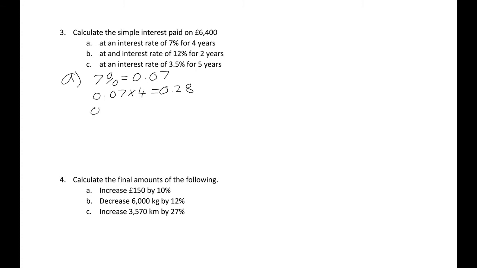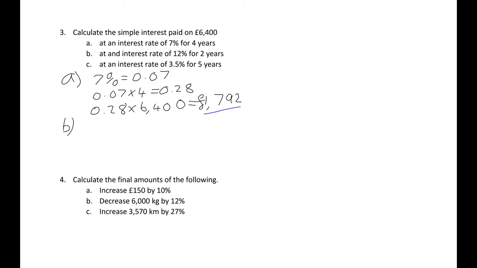So then we have 0.28 times 6,400, and that equals £1,792. Now that's not actually my favourite method of how to deal with these. So for the next one I'm going to do the other method.